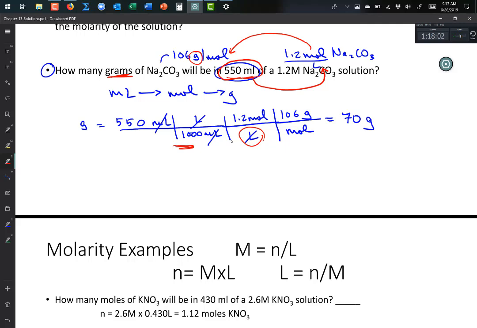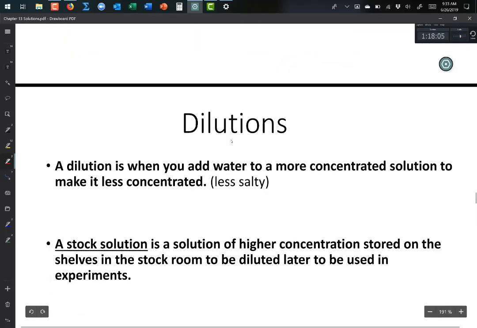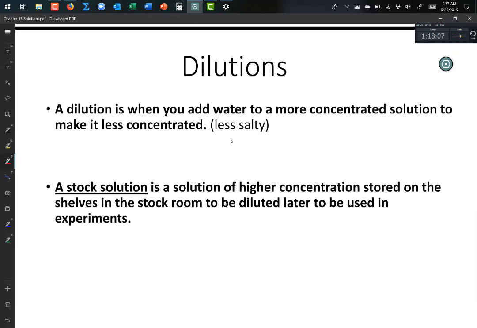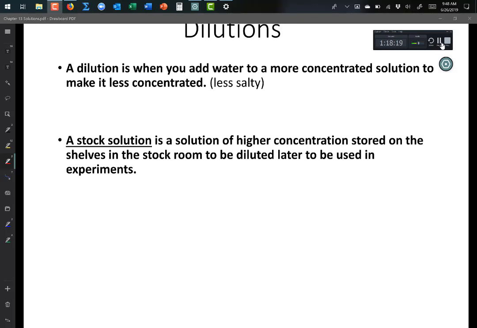Okay. All right, so we're going to take a break. 10 minutes, so be back in 10. I'll tell Siri that, too. Set a timer for 10 minutes. We're going to do dilution. We're going to do solutions, and we're going to be done.